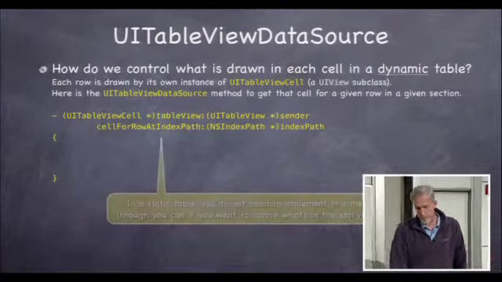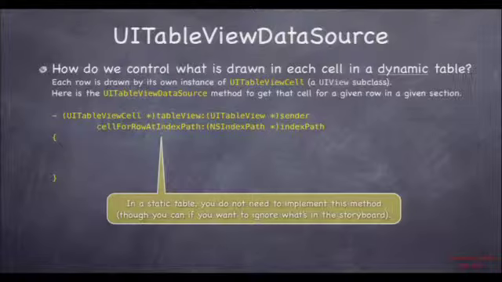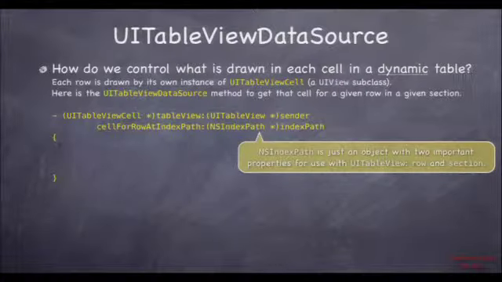Now, static cells, again, don't need to implement this because you might have typed it in Xcode, so they don't need the cell for row at index path. They don't need the UI table view cell. It's already built in to Xcode, but in dynamic, you definitely need it.